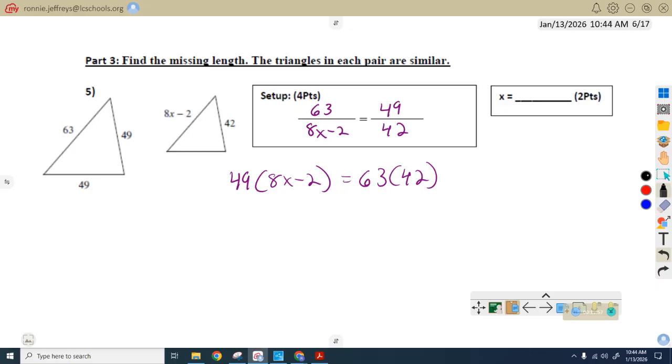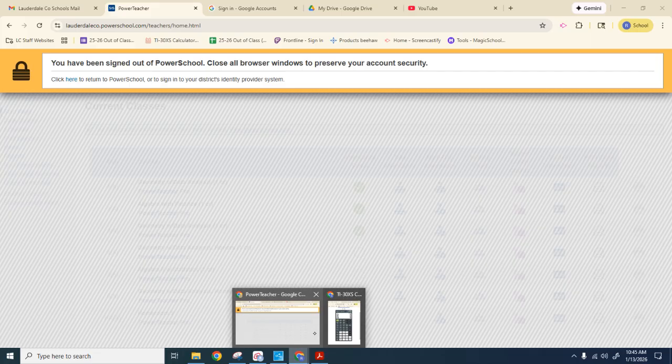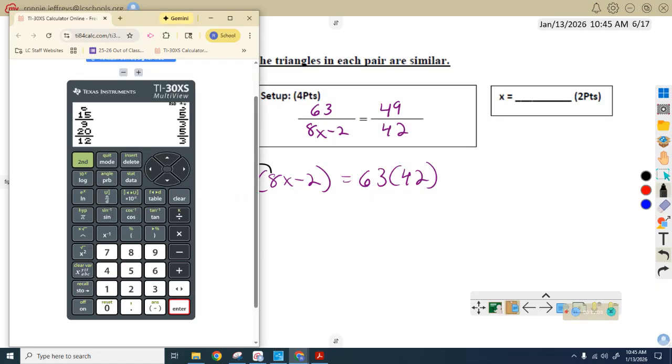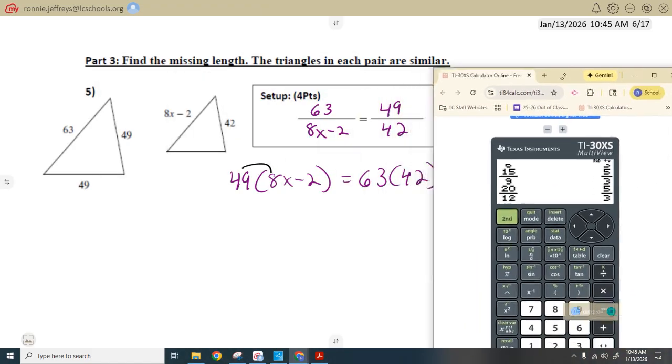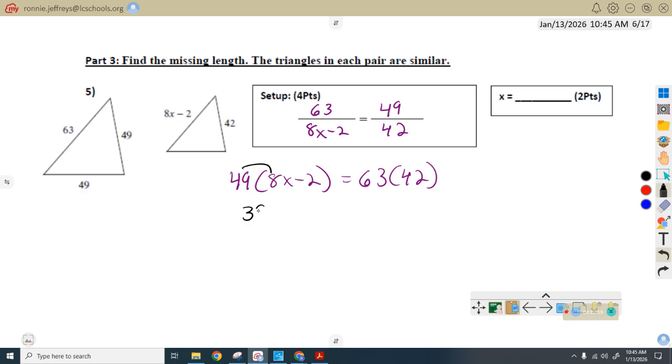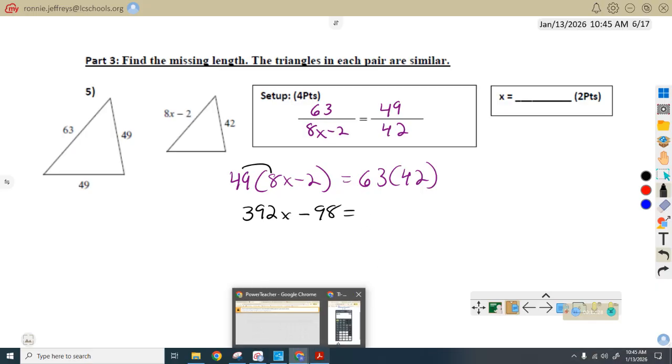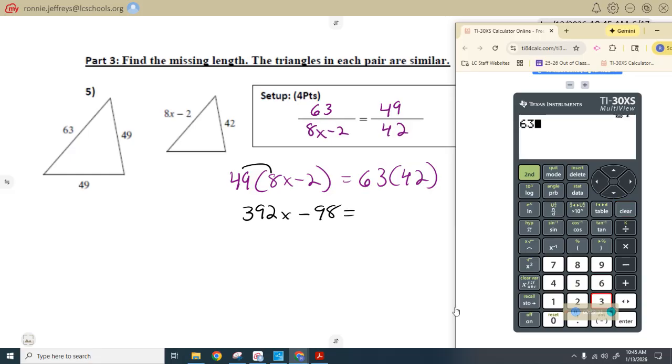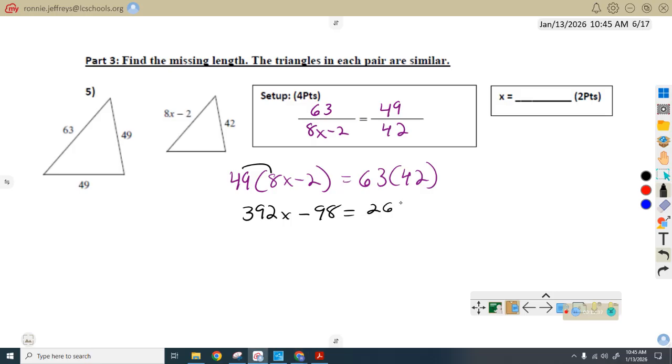Okay, so that's not what I want. So this would be 49 times 8. All right, so this is 392x, this would be minus 98. And then everybody can do 63 times 42 in their head. All right, and this is 2646, 2646.